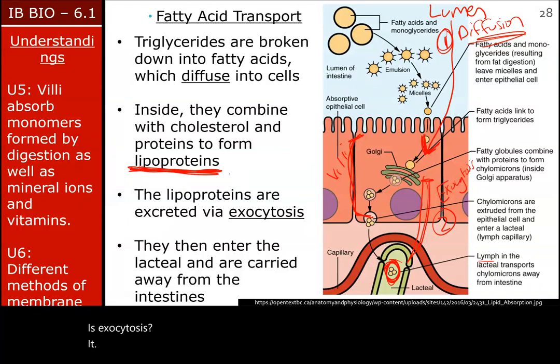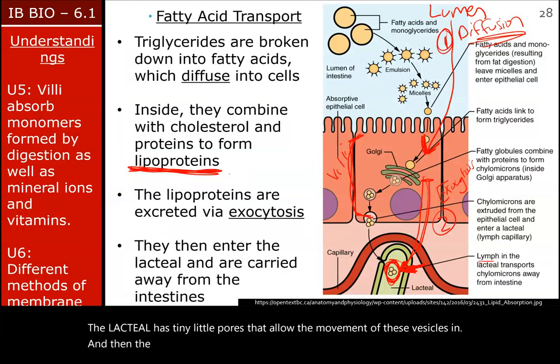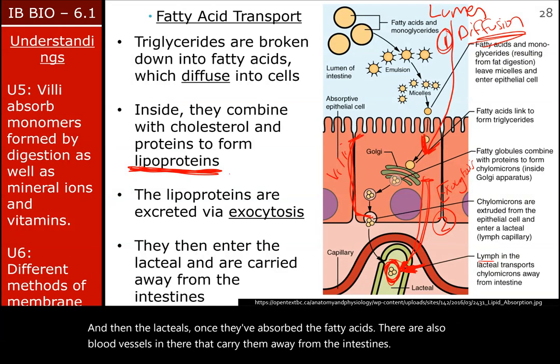Now, the lacteal has tiny little pores that allow the movement of these vesicles in, and then the lacteals, once they've absorbed the fatty acids, there are also blood vessels in there that carry them away from the intestines. It's layers.